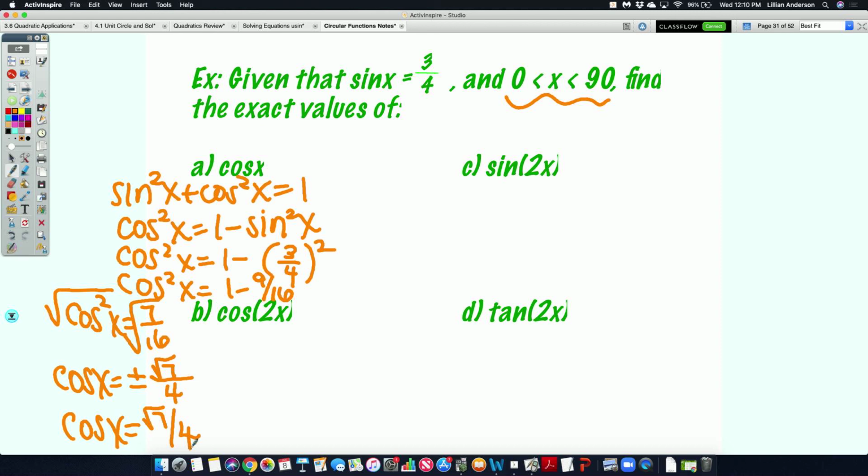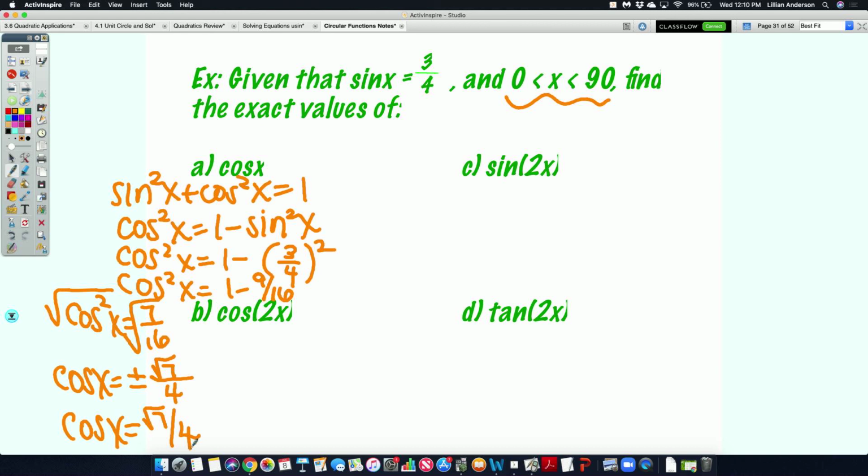Let's do B. We are looking for cosine of 2x. Now, cosine 2x, that is an identity, okay? We can't use what we did earlier because 3/4 is not on our unit circle, so we can't do anything with that. But we can use one of those identities. Does it matter which one? No, it doesn't. However, if you found the wrong cosine x in part A and use it to find part B, you have no chance of getting B right, okay?